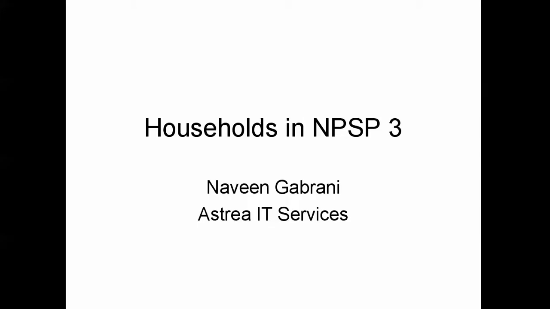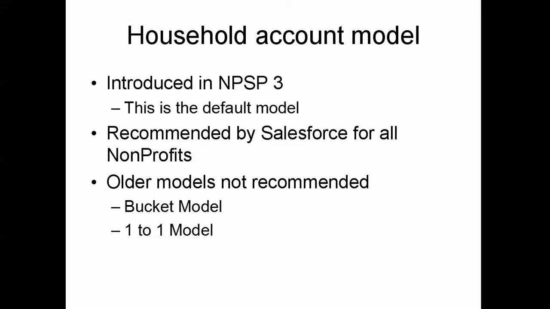In this third session of the Nonprofit Starter Pack videos, we focus on households. Salesforce traditionally has two models for Nonprofit Starter Pack. These are the bucket model and the one-to-one model. Starting from NPSP 3, they have introduced a model for households called the household account model. This is the default model, and this is the model recommended by Salesforce for all nonprofits going forward. So in these videos, we focus on the household account model.